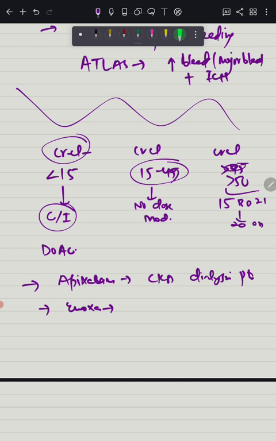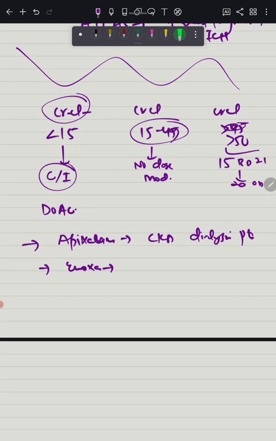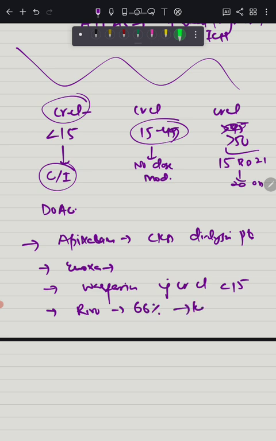Adjusted dose in CKD. Warfarin is an option in low creatinine clearance. So warfarin is also a good choice here if creatinine clearance is less than 15 ml per minute. Because you know already that 66% of rivaroxaban is excreted via the kidneys. That's why dose modification is to be done.